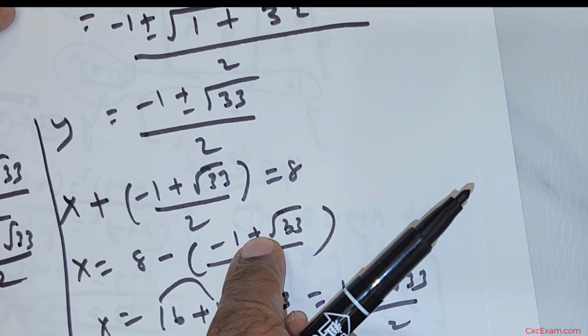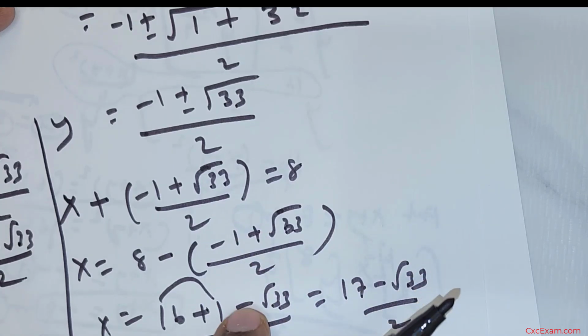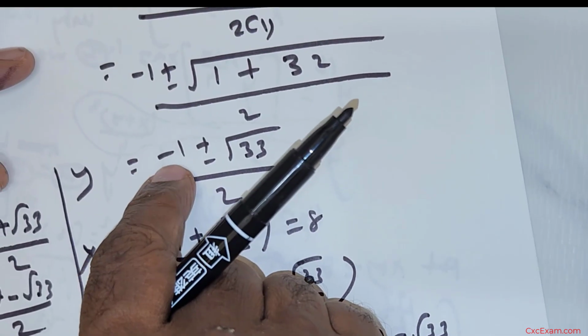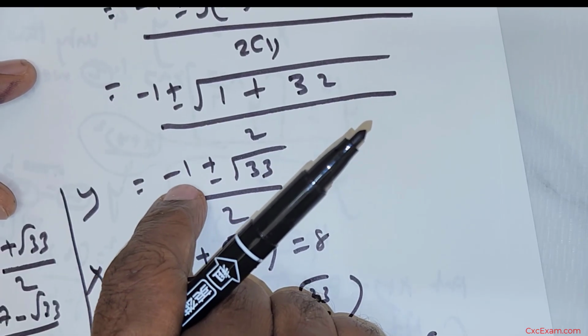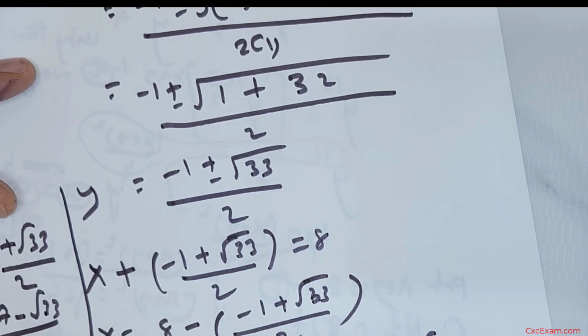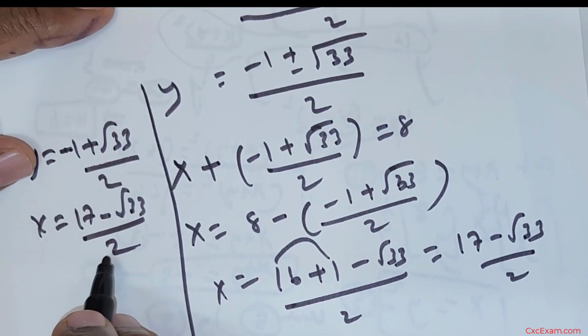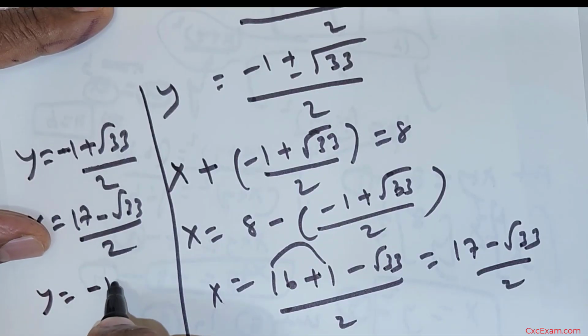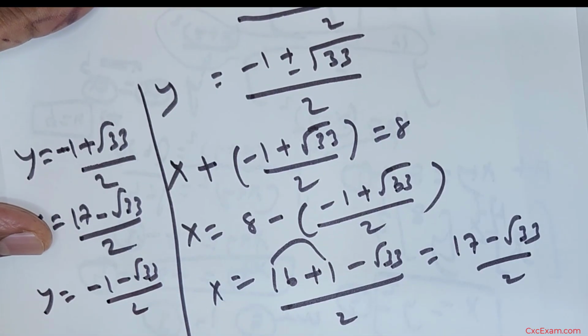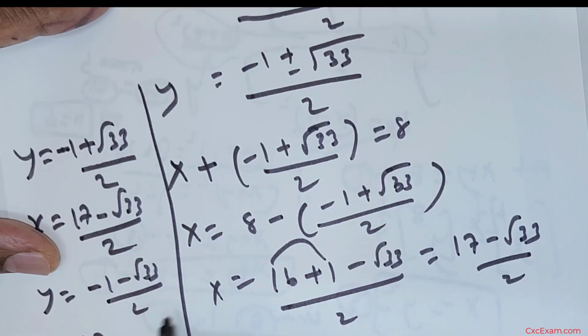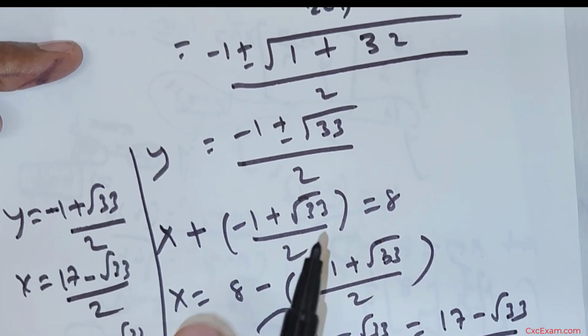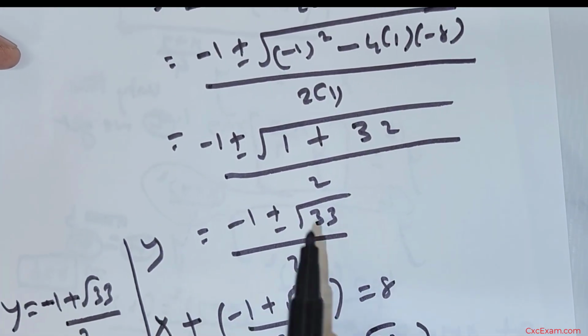So suppose you have a negative sign here, what happens here? If this is negative, this one will become positive, right? So they won't have any impact on this negative one, because it's always going to be -1 and this is going to be 17. So when y = (-1 - √33)/2, my x value will be (17 + √33)/2. So these are the roots, okay?